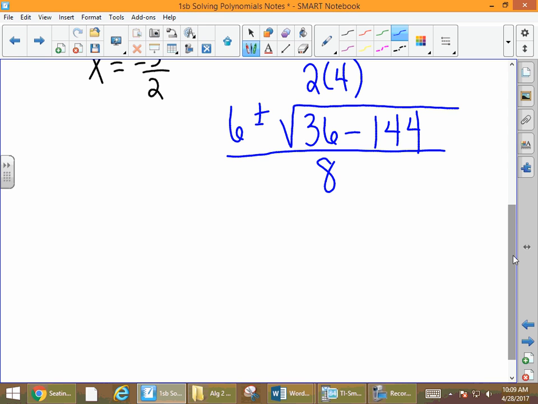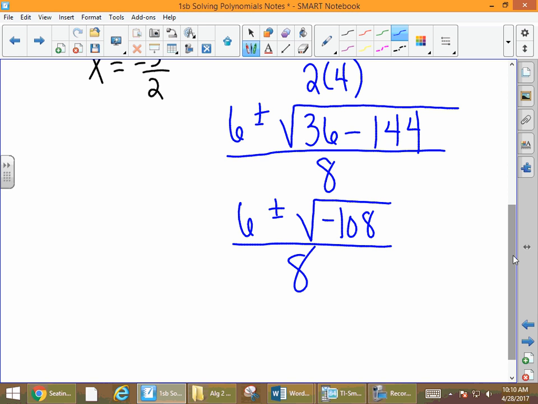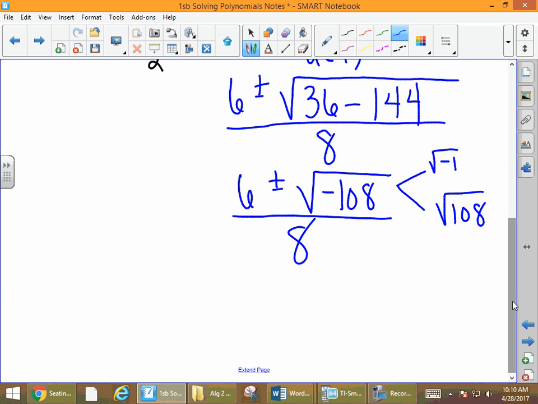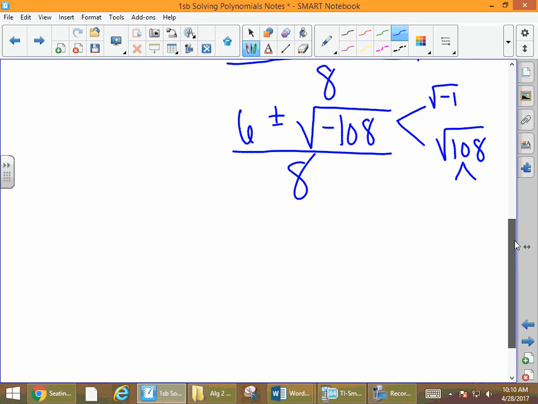So now we simplify a little bit more. We get 6 plus or minus the square root of negative 108, 36 minus 144, divided by 8. And we're going to have to break this down. Square root of negative 1, square root of 108. We know that the square root of negative 1 equals i, but 108 might need a little bit more work.